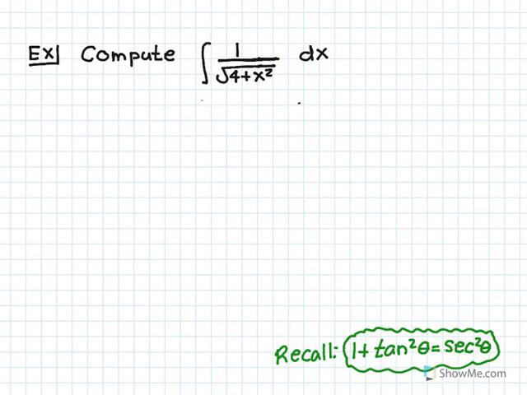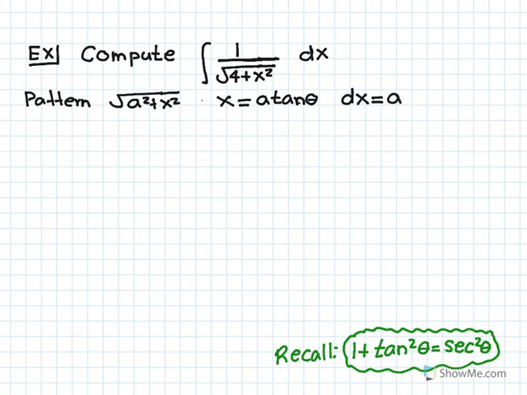Here we have integral 1 over root 4 plus x squared dx. So the pattern that we have is root of a squared plus x squared. That means we're going to apply the transformation x is equal to a tan theta. Its derivative dx is a secant squared theta d theta.